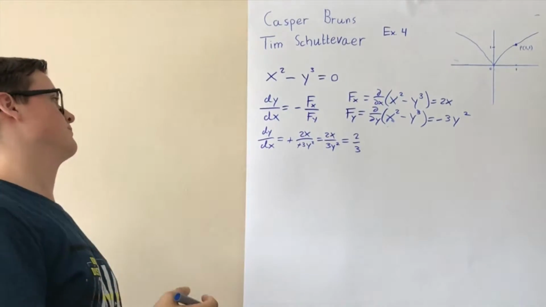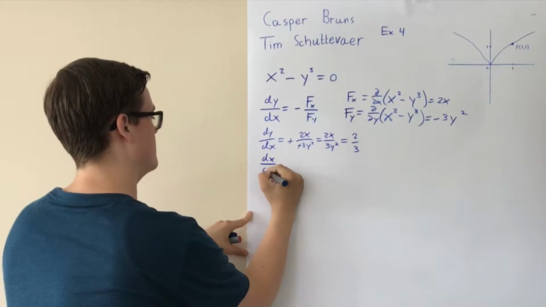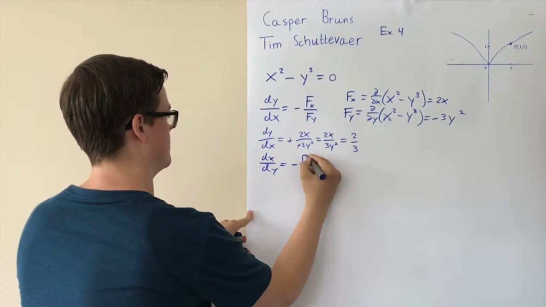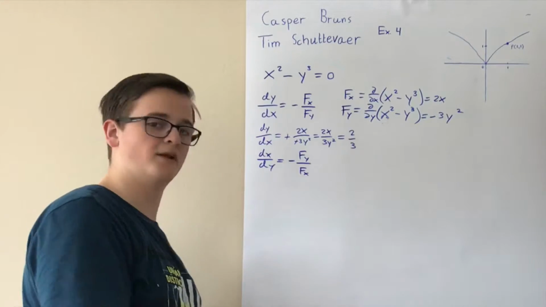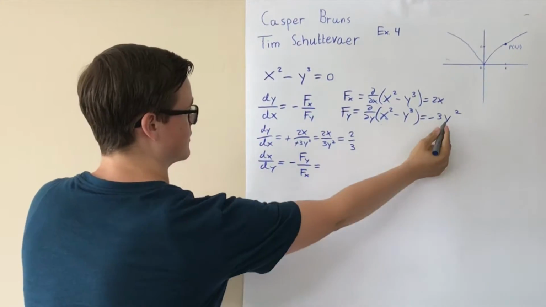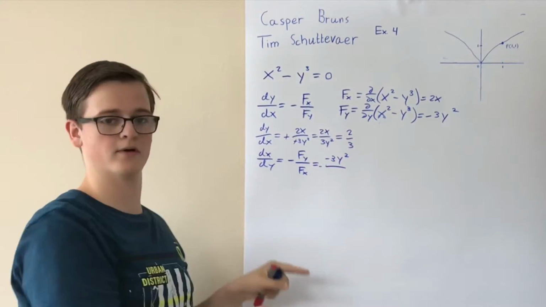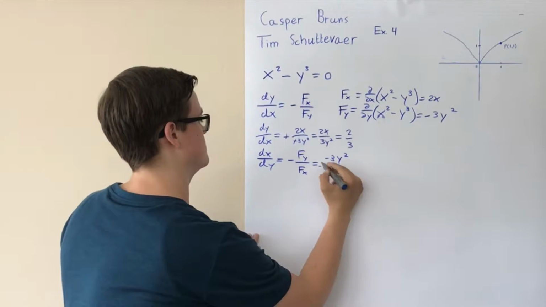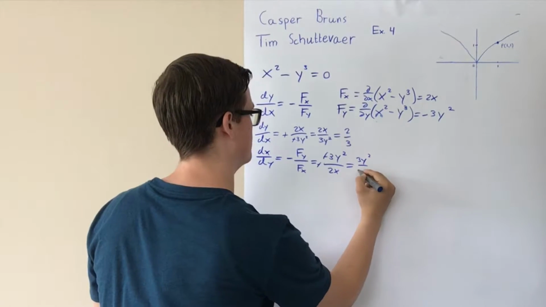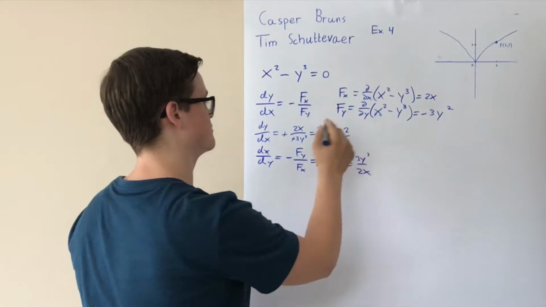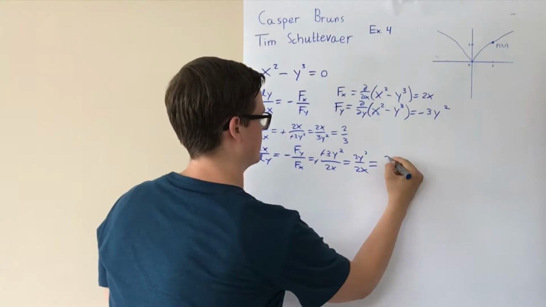Now we can do the exact same for dx/dy, and then the formula is a little different because it is minus f_y over f_x. We fill it in: f_y is minus 3y squared, over f_x, which is 2x. The minuses cancel each other out again, so we remain with 3y squared over 2x. Now we fill in the variables again, which is the point (1, 1), and we have 3/2.